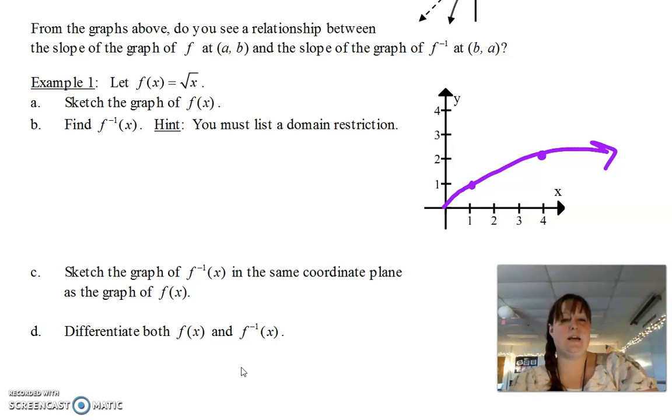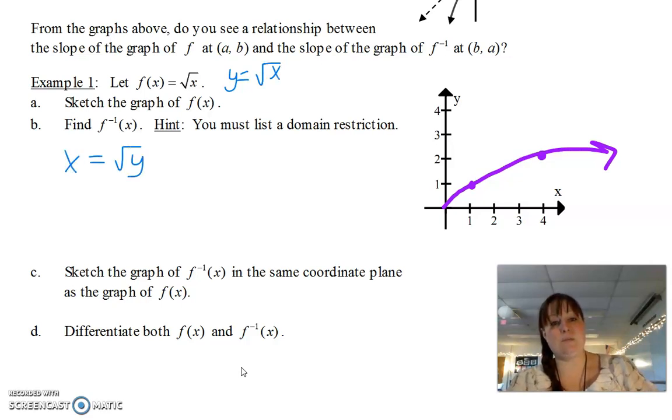And then it says, find the inverse of the square root of x. So we're going to switch x and y. So instead of y equals root x, we're going to have x equals root y. And then y needs to be all by itself. Nothing needs to be going on with y. So we need to go ahead and square both sides. So x squared equals y.